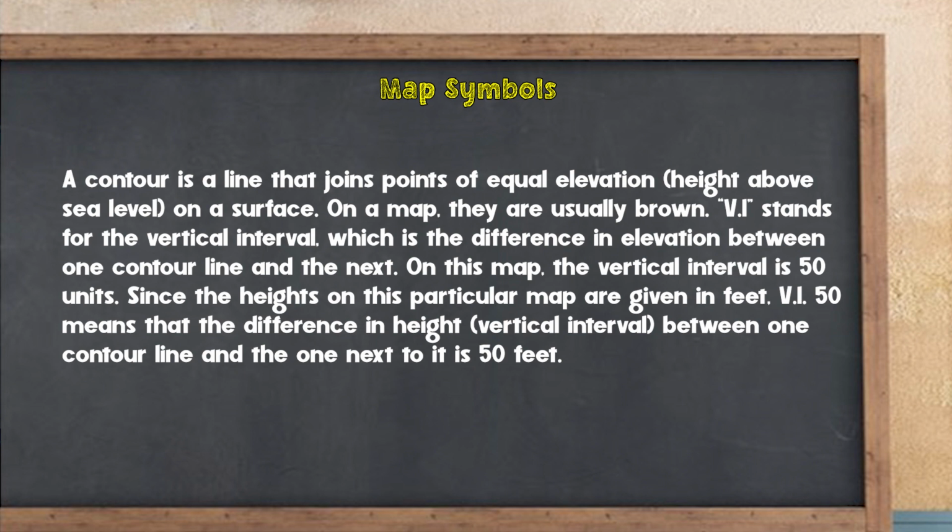Since the heights on this particular map are given in feet, VI 50 means that the difference in height, which is vertical interval, between one contour line and the next one is 50 feet.